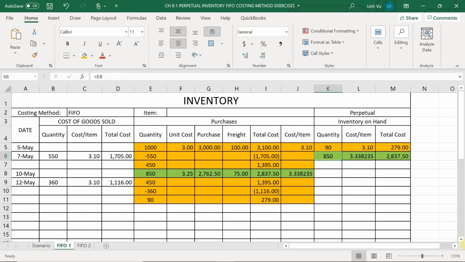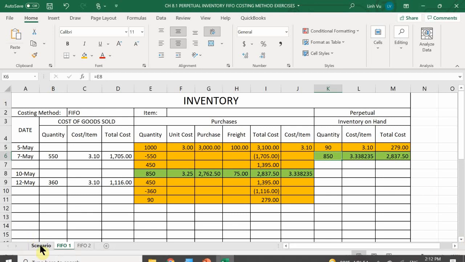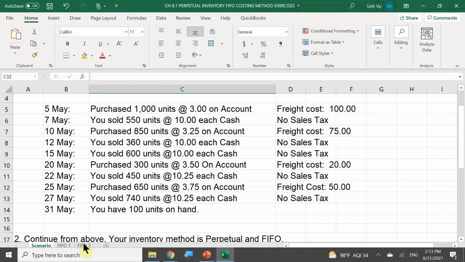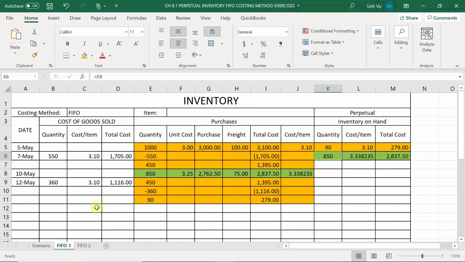All right. Everyone good so far? Okay. So then let's see what happened next. Then on May 15, you end up selling 600 more units at $10 each. So in this case, on May 15, we sold 600 units, okay?